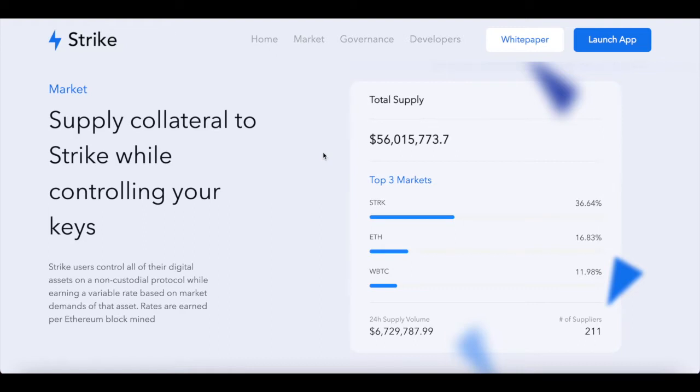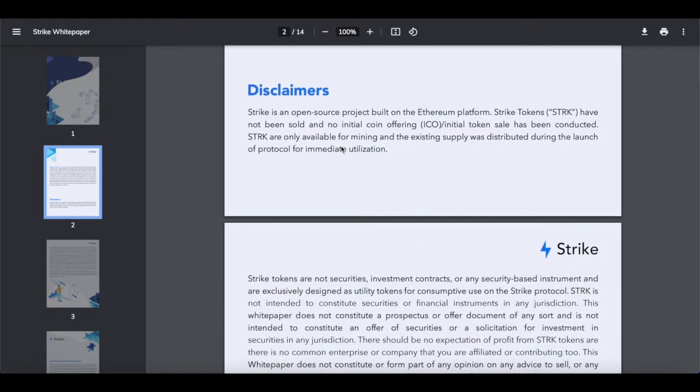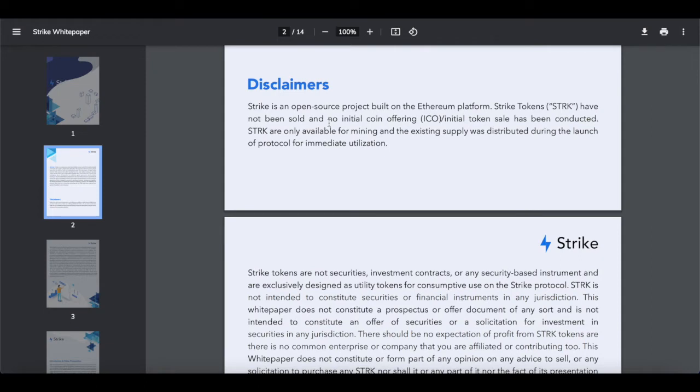Now as a disclaimer from STRK themselves, and this is from the white paper, STRK is open source built on Ethereum blockchain. The STRK token has not been sold and no initial coin offering, as in an ICO or initial token sale, has been conducted. STRK are only available for mining and the existing supply was distributed during the launch of the protocol for immediate utilization. That's quite interesting.